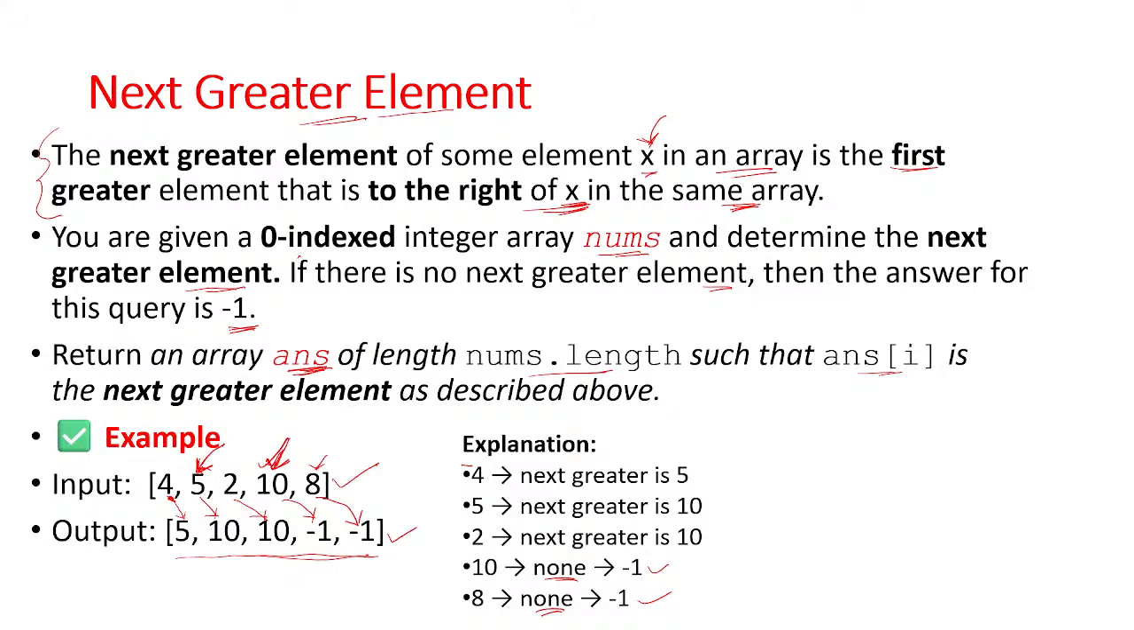Okay, so this is called the next greater element array. This new array you should return. So how do we solve such kind of questions? What we need to do is traverse the array.